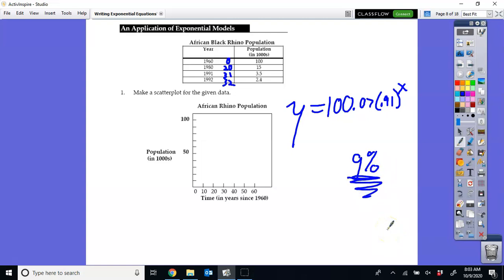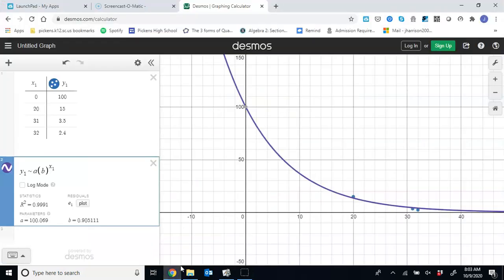So that actually means, over the years, the African black rhino population is decreasing 9% every year. And that could be a dangerous thing to think. You're losing that population. Obviously, hopefully, like we see down at the bottom of the graph, it's hopefully going to be leveling off a little bit here. But eventually, it's still getting closer and closer and closer to 0. That's the whole point of what this graph looks like. We're going to talk about that in more detail in the graphing video.